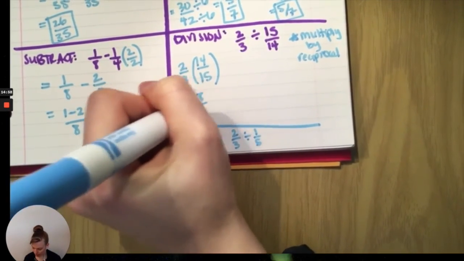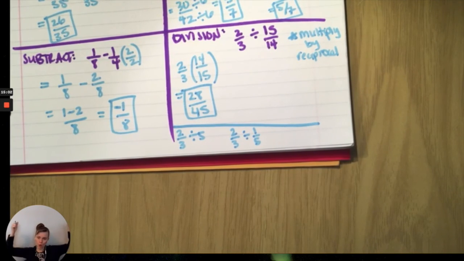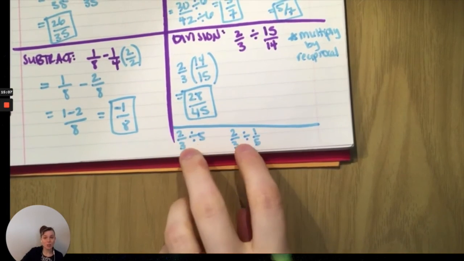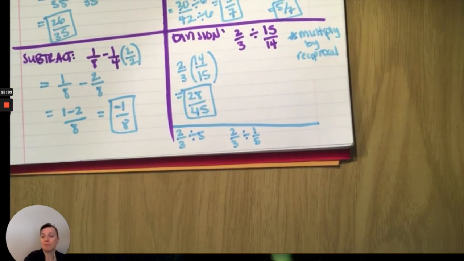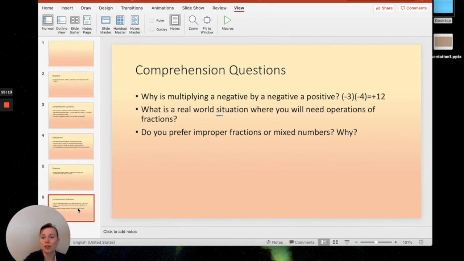So once I get my answer of 28/45, I know I'm golden. I'm done. Woohoo! So pause the video, think about as much as you can why this works. How does division make sense? And then think about these questions. We went over some of them, and then see if you can think of further questions that you could wonder about this and how you could apply it to the real world.